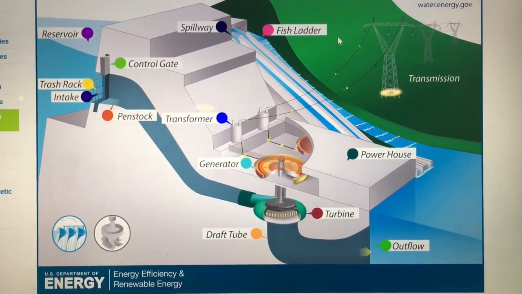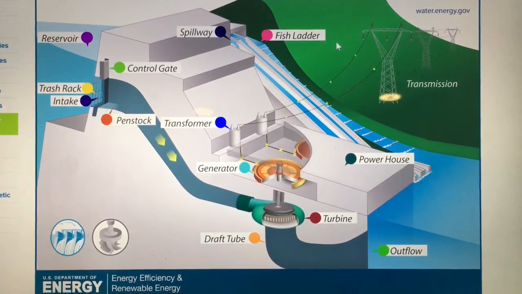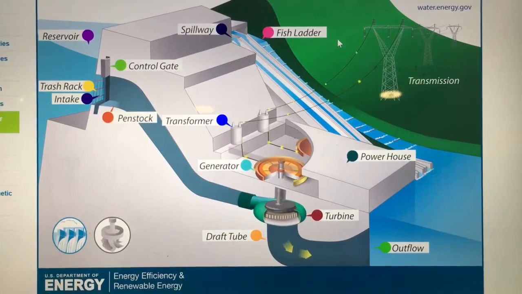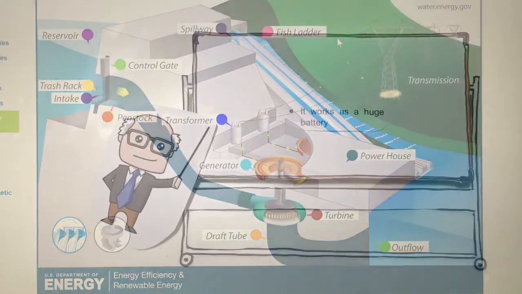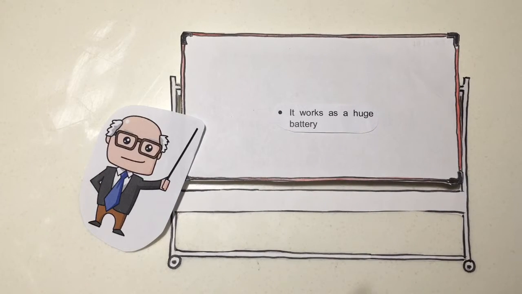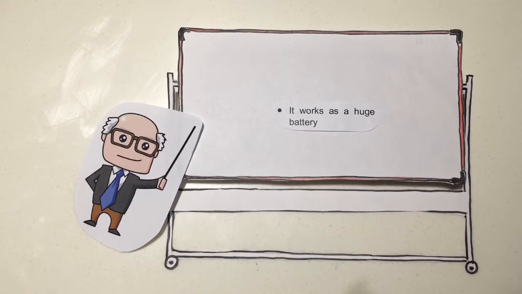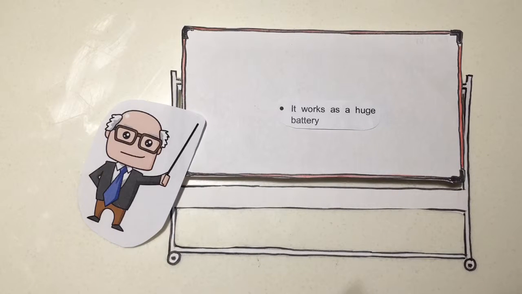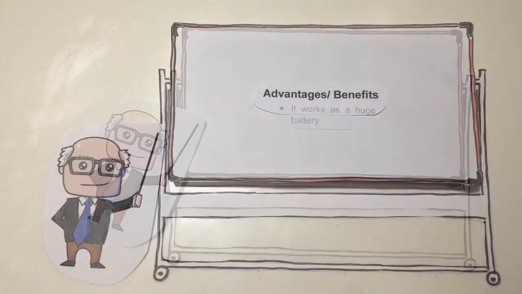The amount of electricity that can be generated depends on how far the water drops and how much water moves through the system. It works like a huge battery. To charge the battery, water is pumped back up into the reservoir during low periods of energy use, often during the night when people are using fewer appliances. Then when people need more power during the day, the water can be released to produce more electricity.